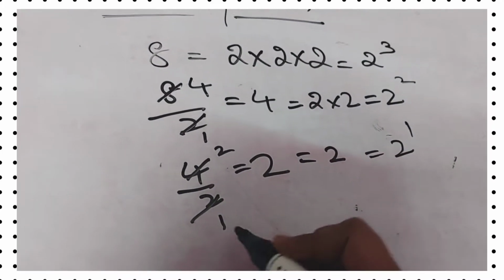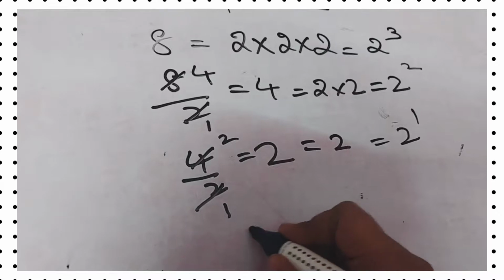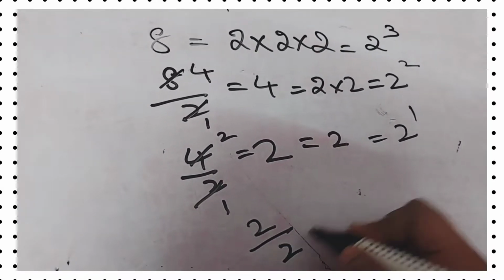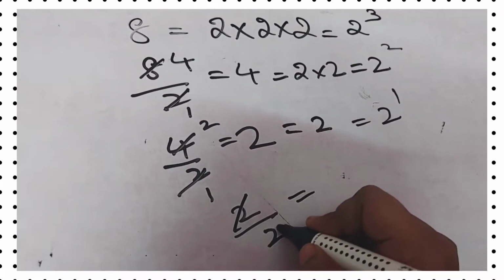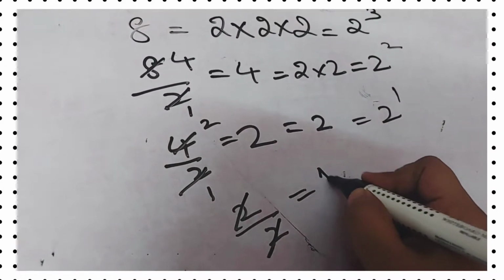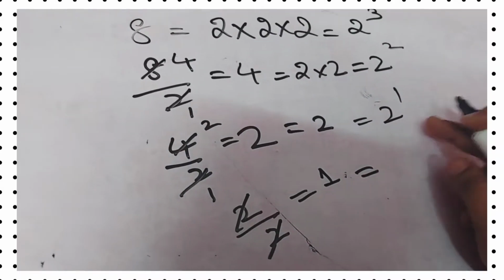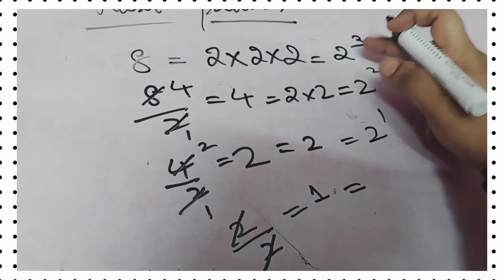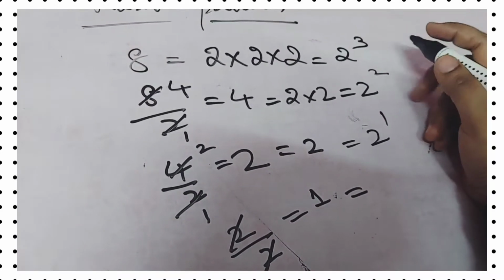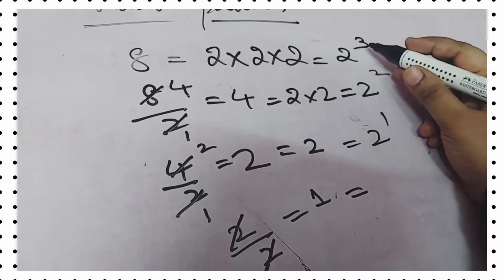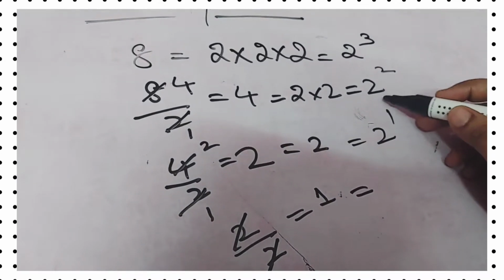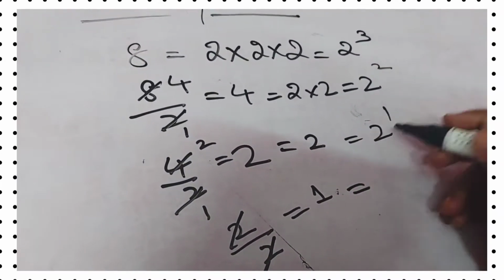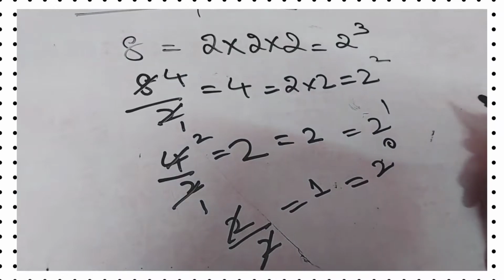Here again what we have to do? Again we take this 2, then again divide by 2. So again we will cancel it. 2 1s are 2, it is 1. So now we have to take 2 to the power of 0. We have to decrease the exponent. Here we have taken 2 to the power of 3, here 2 to the power of 2, here 2 to the power of 1, now here 2 to the power of 0.